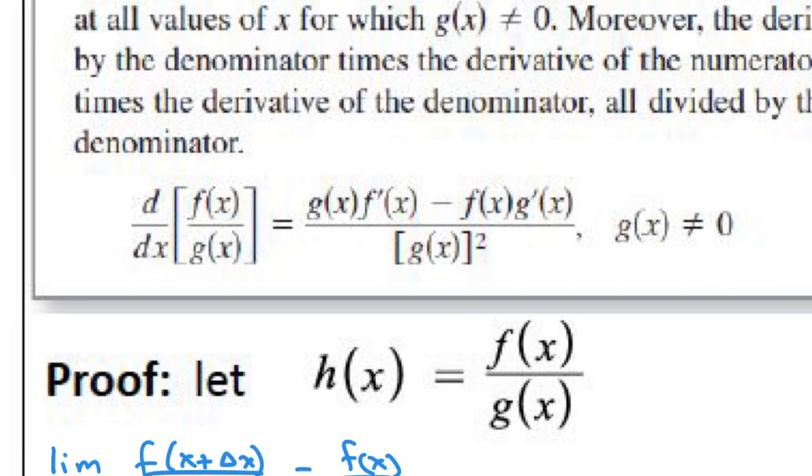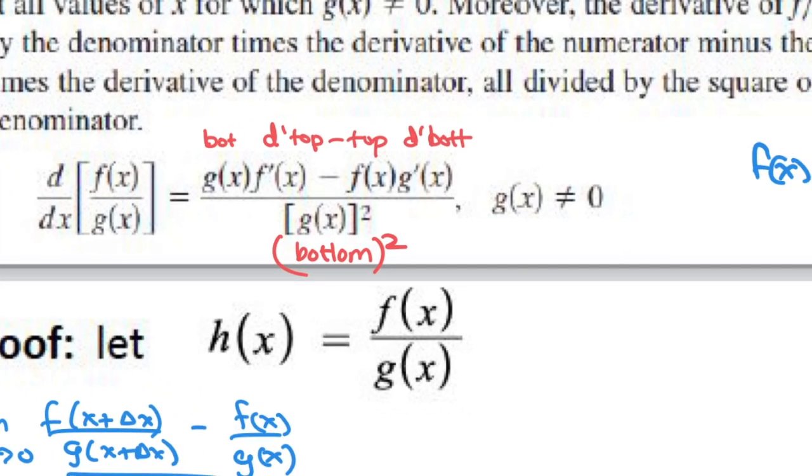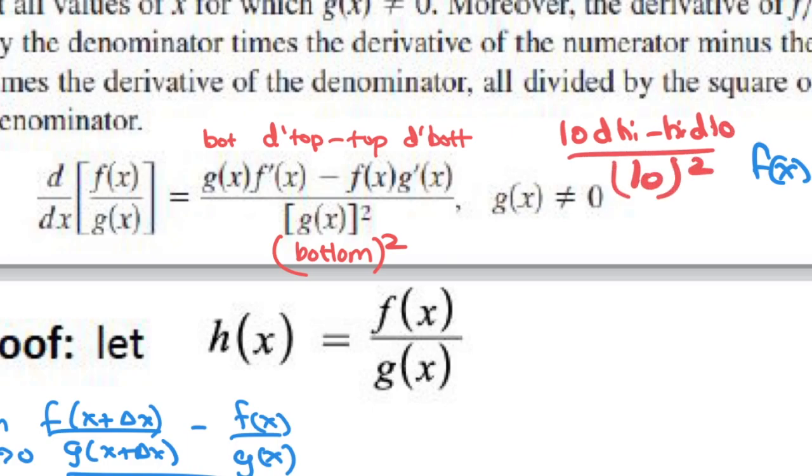So there are three different ways for you to think about this one. My unscientific way of doing it is thinking bottom times the derivative of the top minus the top times the derivative of the bottom, over the bottom squared. All right, another way to remember it would be low d high minus high d low over low squared, or of course, you could know the formula.